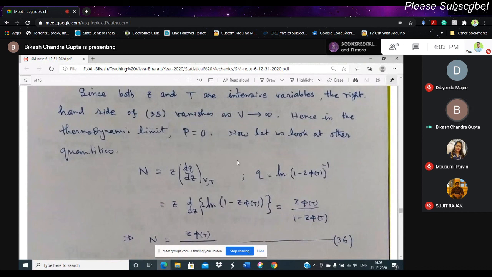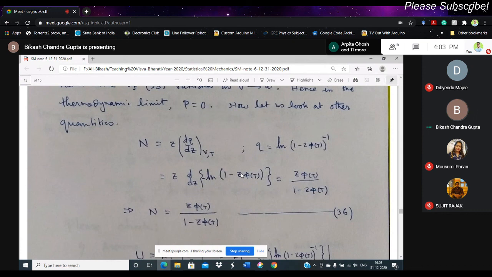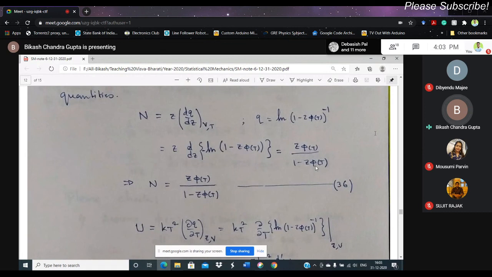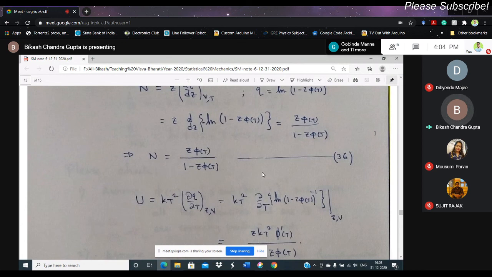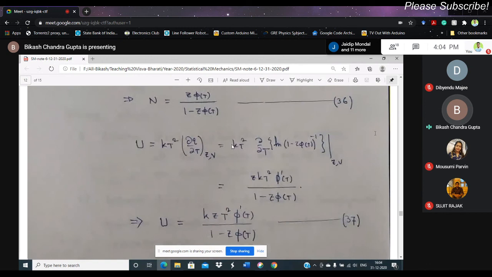N is z dq dz, and q of course is this, and therefore if you do this simple derivative, then you get this one. This is ln 1 by this and z phi t, and therefore n equals z phi t by 1 minus z phi t, and then you can get phi t also in terms of n anyway. So u is this, and therefore in this case also you can evaluate all the quantities. Now u takes this form, and eventually this form, which is true condition.